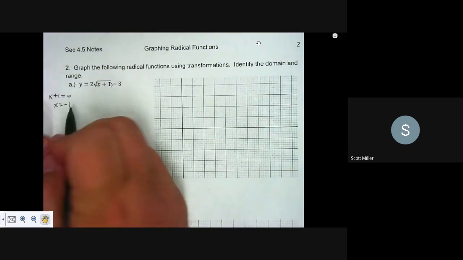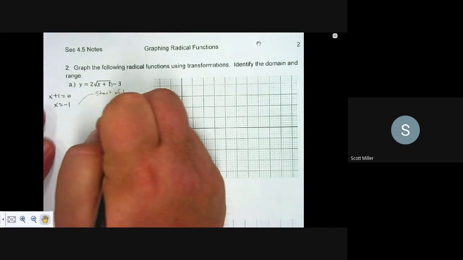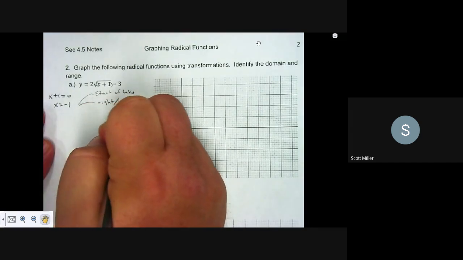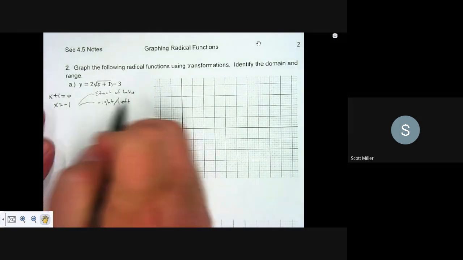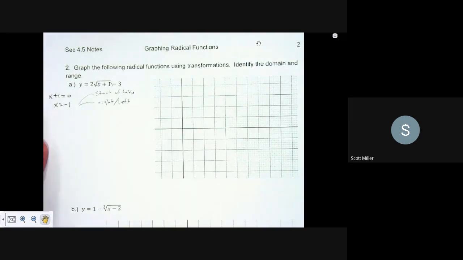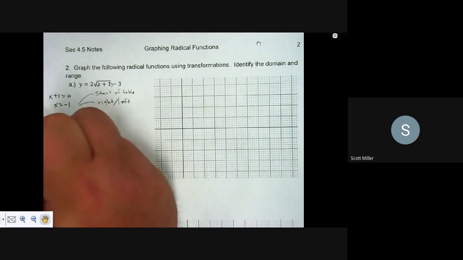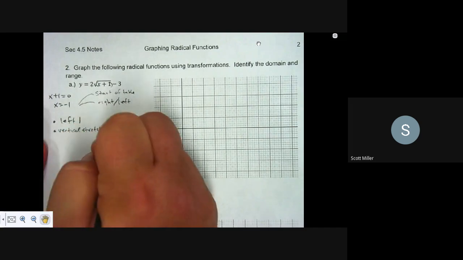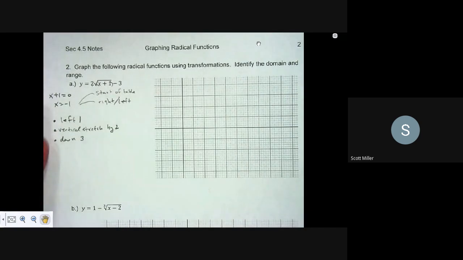Okay, that number tells me the start of my table, and it also tells me right or left. When I set it equal to 0, whatever I get here tells me right or left. Since it's a negative, I know I'm going to the left 1 unit. So when I make my transformational list, I can say I'm going left 1 unit. This is a vertical stretch by 2, and then down 3. So there's my list of transformations.